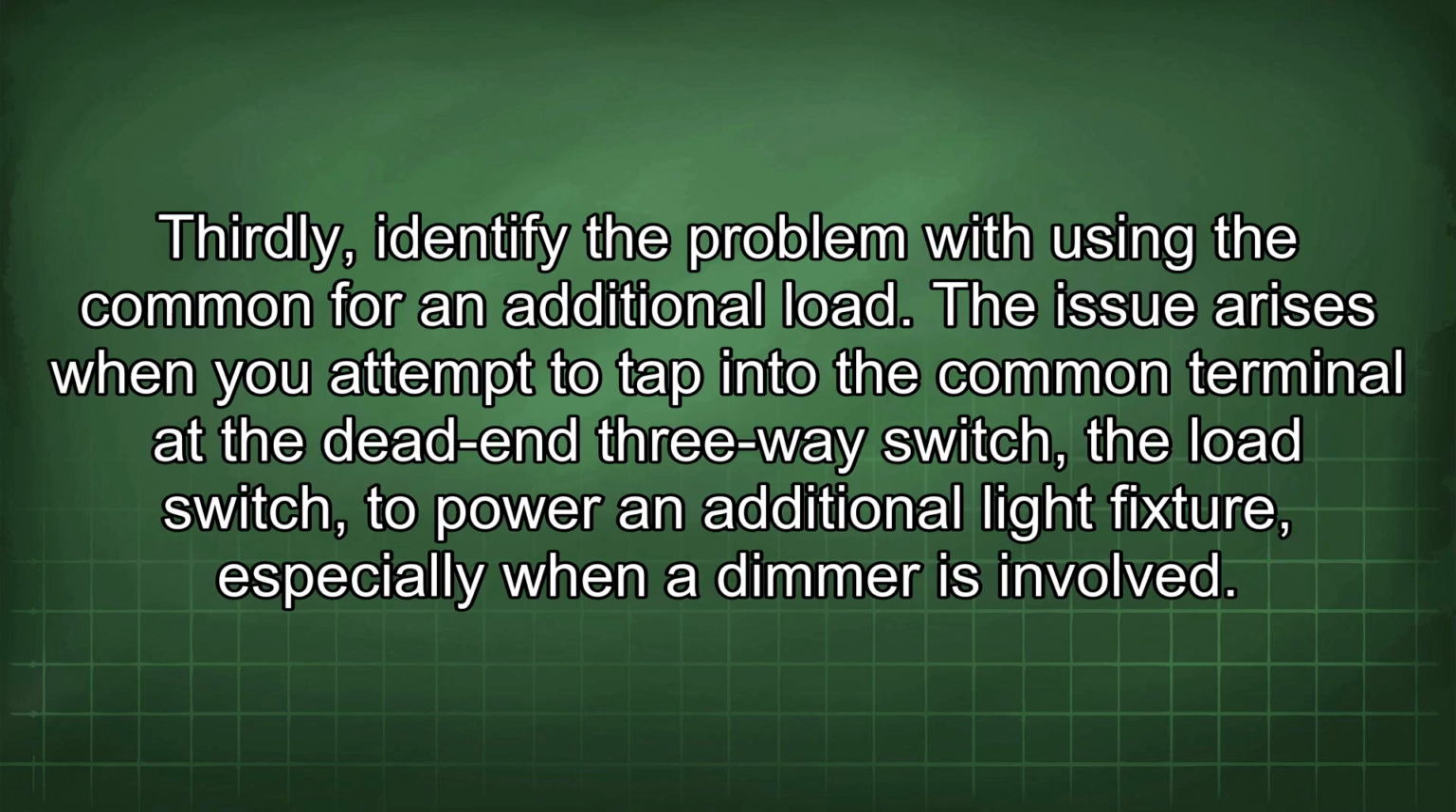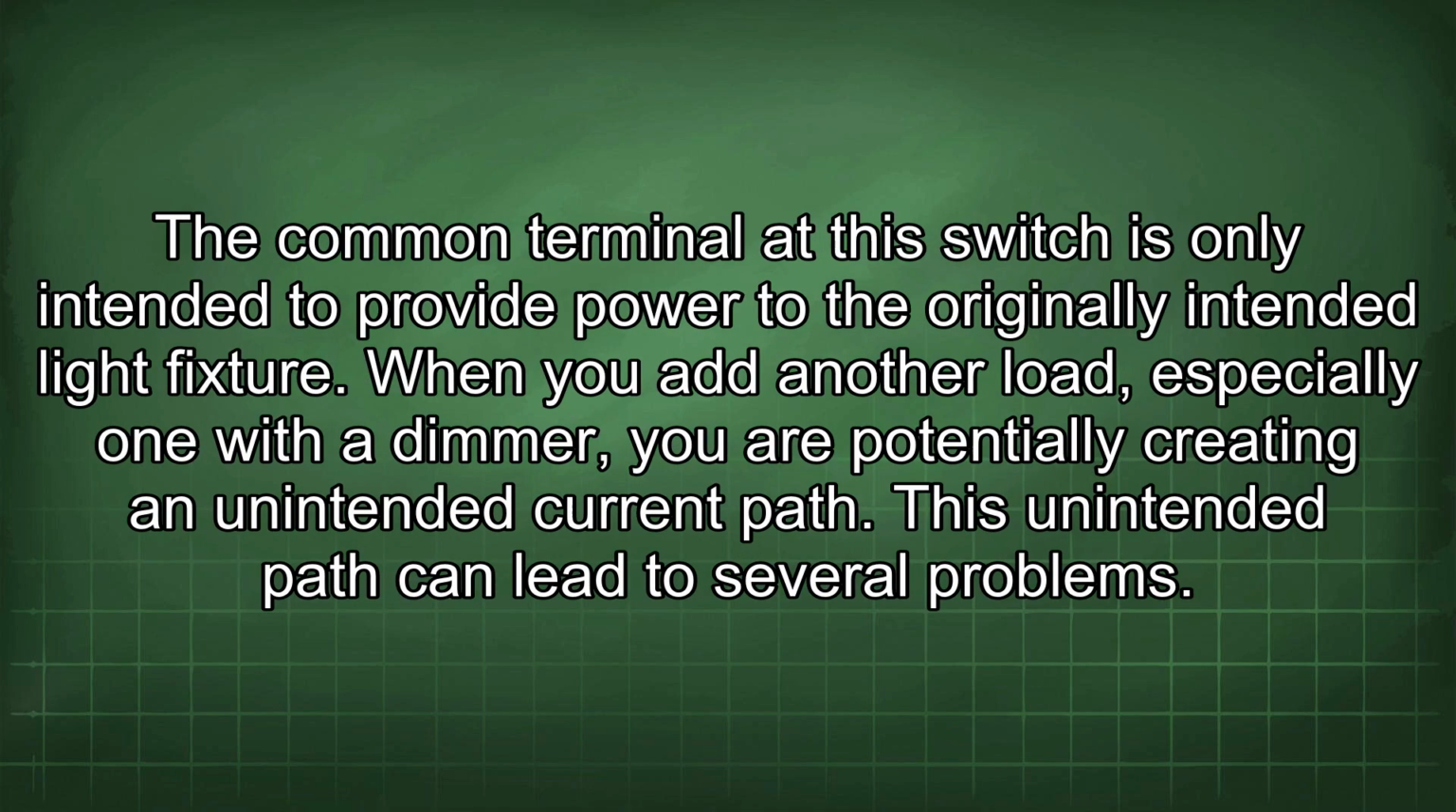Thirdly, identify the problem with using the common for an additional load. The issue arises when you attempt to tap into the common terminal at the dead-end three-way switch, the load switch, to power an additional light fixture, especially when a dimmer is involved. The common terminal at this switch is only intended to provide power to the originally intended light fixture. When you add another load, especially one with a dimmer, you are potentially creating an unintended current path. This unintended path can lead to several problems.